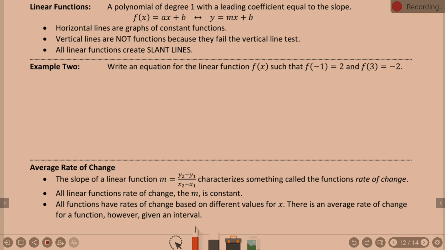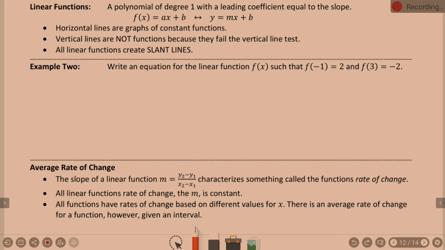Linear functions. By definition, a linear function is a polynomial of degree 1 with a leading coefficient equal to the slope. When we talk about linear, it reads as ax plus b for the purposes of this lesson, but you probably don't usually think ax plus b, you probably think mx plus b. Okay? A couple of things.